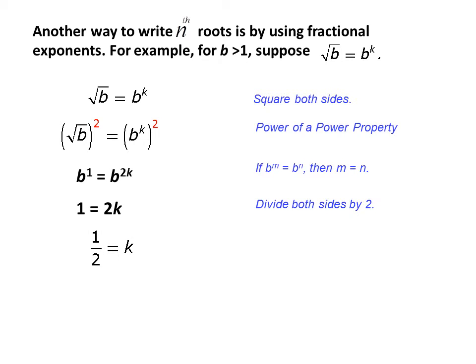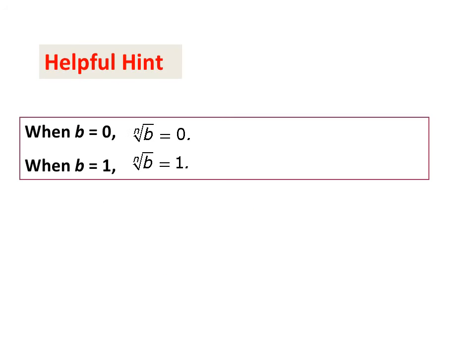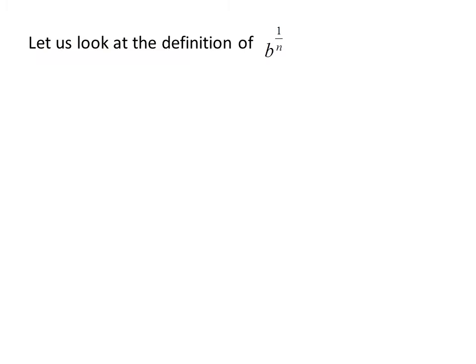That makes sense? If it doesn't, remember, you can always shoot me an email or ask me in class, okay? So for all b greater than 1, the square root of b can also be written as a fractional exponent, which is one half. Just remember, you can copy this in your notes.